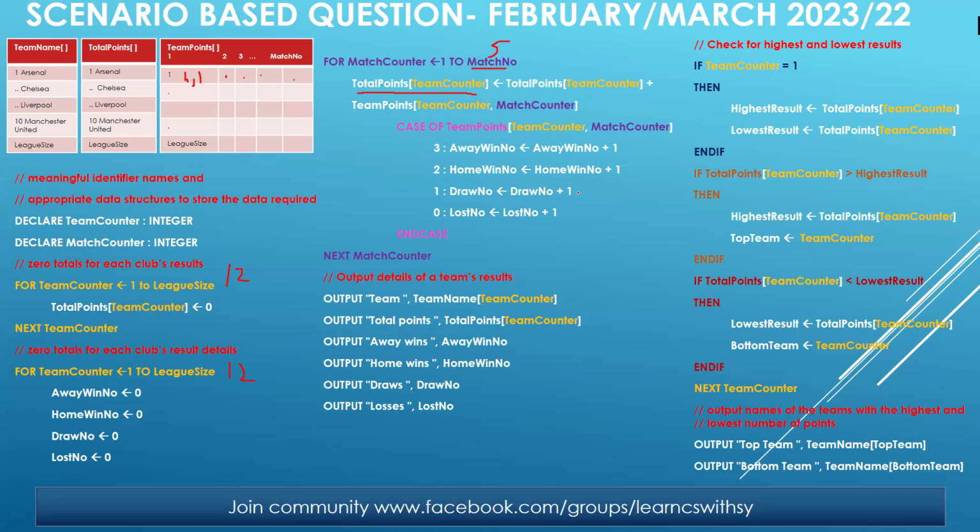After that, we are simply checking with the help of case of; you can do it with if also, perfectly okay. Case of team points team counter, comma match counter: what is the value here? If it's 3, we do away win NO equals away win NO plus 1. If it's 2, then home win NO equals home win NO plus 1. If the team points is 1, then draw NO equals draw NO plus 1. Otherwise, if it's 0, then lost NO equals lost NO plus 1. Case of and end case is needed here to handle the away win NO, home win NO, draw NO, and lost NO variables.